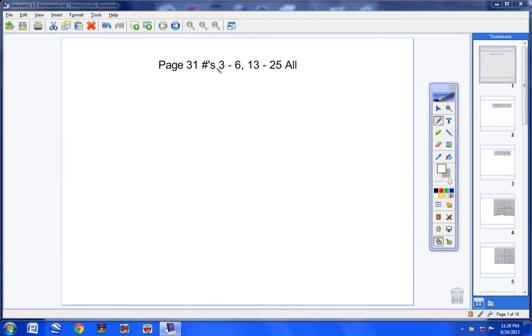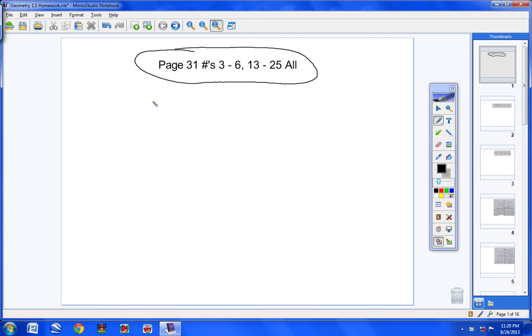We're looking at page 31, numbers 3 through 6, 13 through 25. If that is not the assignment you are on, then you're either doing the wrong assignment or watching the wrong video. But this is the assignment that we are on, okay? Let's jump into it right away.